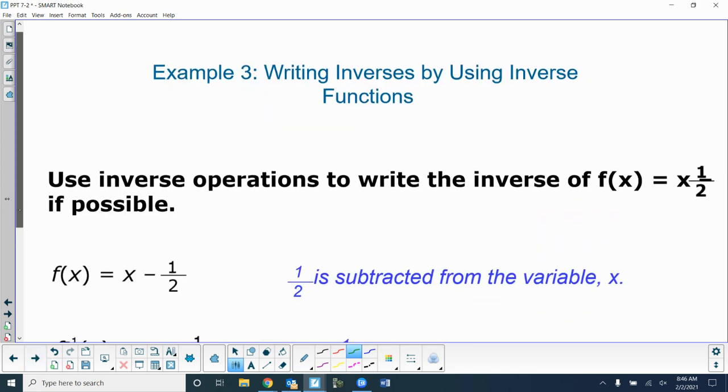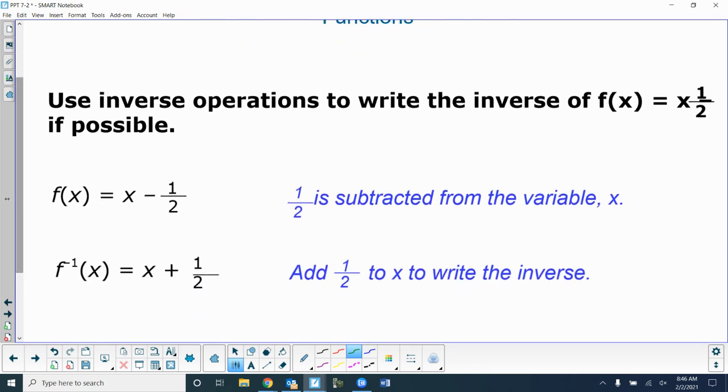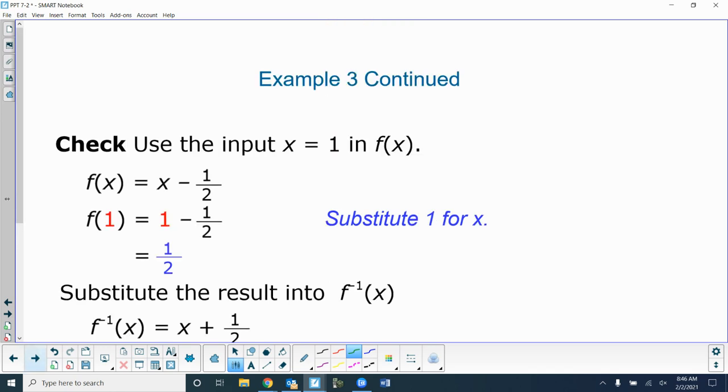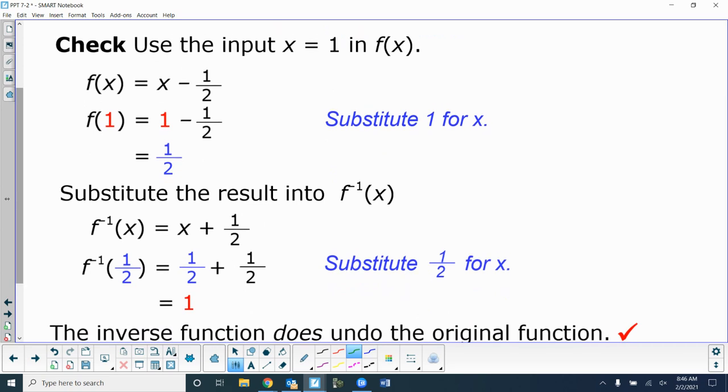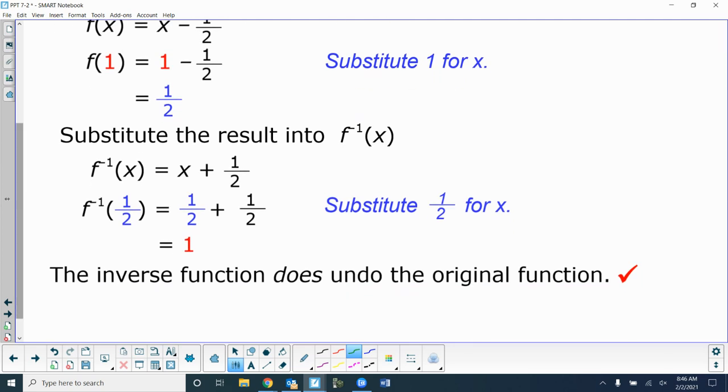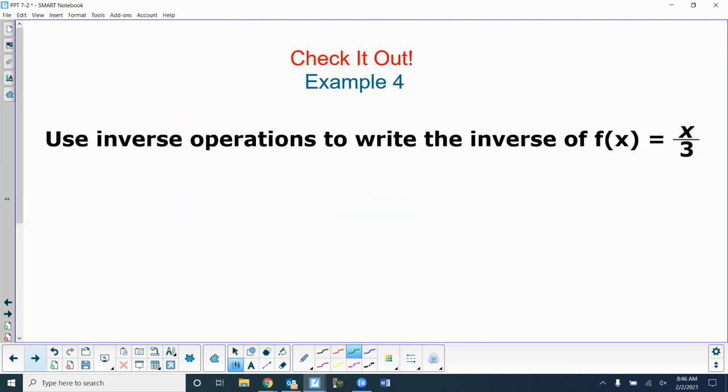All right. So f of x is x minus 1/2. So f inverse would be x plus 1/2. Doing the opposite, right? Make sense? Then they checked it with 1. So you put 1 in, you get a half. When you put a half in, you get 1. So they undid each other, right? So they're inverses. All right, what's the inverse operation? So I got f of x as x divided by 3. So what's the f inverse?